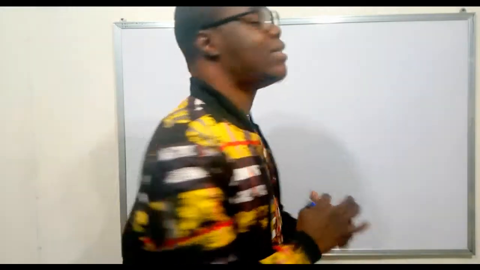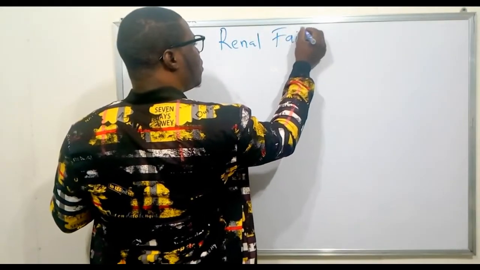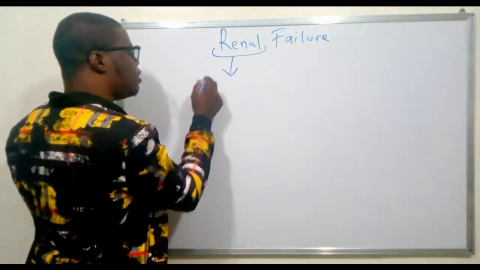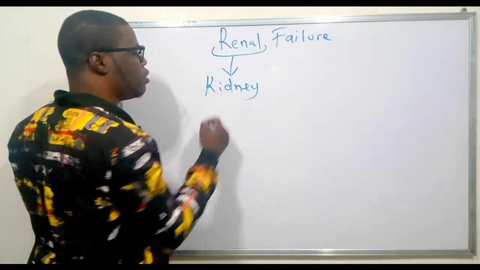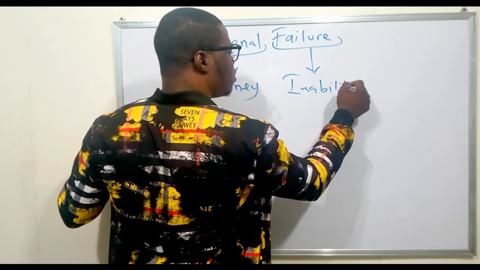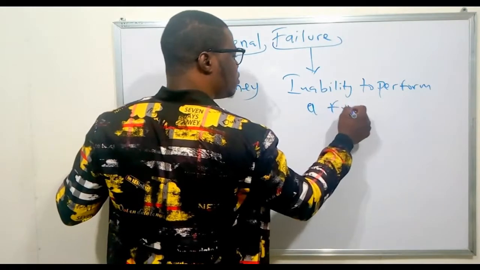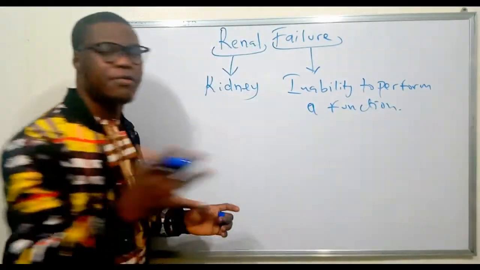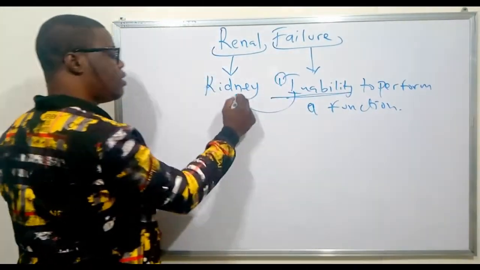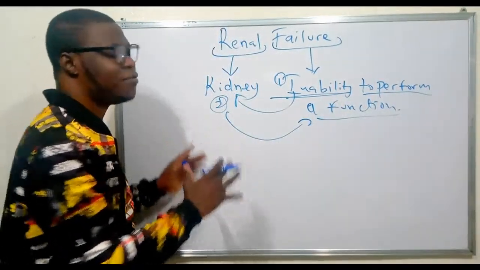Welcome back. So I said we are going to be talking about renal failure. Now, the word renal means the organ kidney, and the word failure means inability to perform a function. So if you say renal failure, it means inability of the kidney to perform its function. That is the meaning of renal failure.